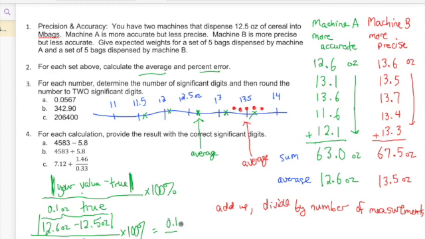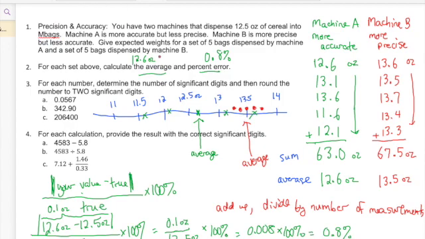Let's do this with a little bit more steps. So the 0.1 ounces, we divide it by 12.5 ounces, and then we multiply by 100%. The ounces cancel. We get 0.008 times 100%, which gives us 0.8%. Put that there. So the average for A was 12.6, and the percent error was 0.8%.